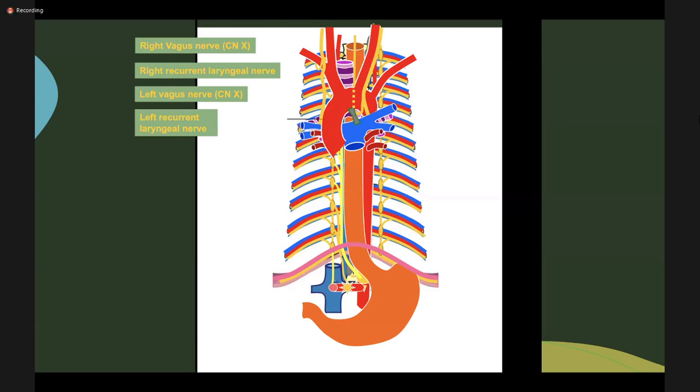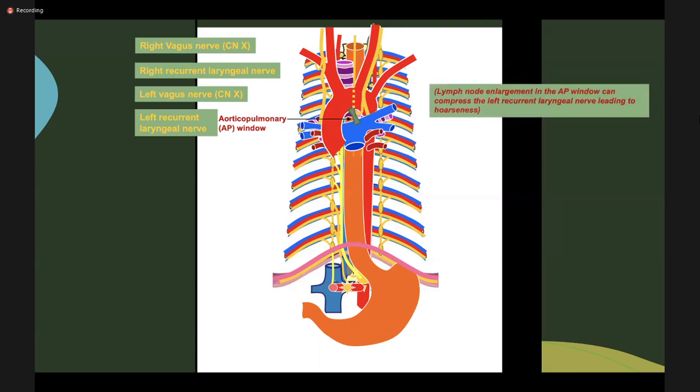These recurrent laryngeal nerves are very important structures. They are controlling the larynx, and I think Dr. Sheba will be explaining about the larynx in our upcoming session. Are we good so far?